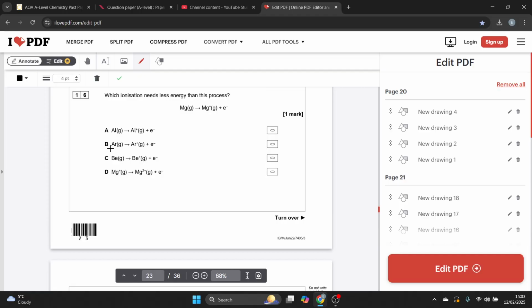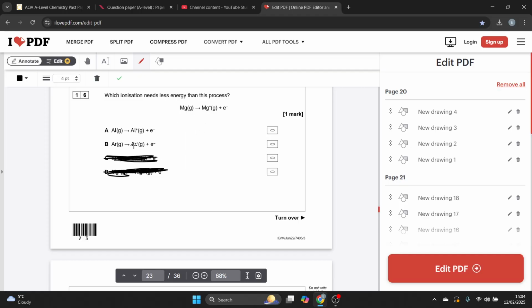Question 16. Which ionization needs less energy than this process for the first ionization energy of magnesium? Now the second ionization of magnesium will need more energy than the process, so we can cross that out. If I look at the periodic table, where is magnesium? It's in group 2, and I've got beryllium above it. That's going to need more energy, because first ionization energy decreases as you go down the group. So that's got a higher first ionization energy than magnesium.